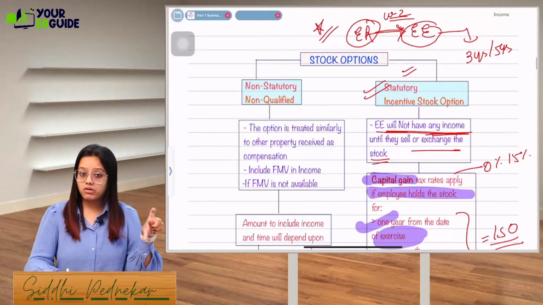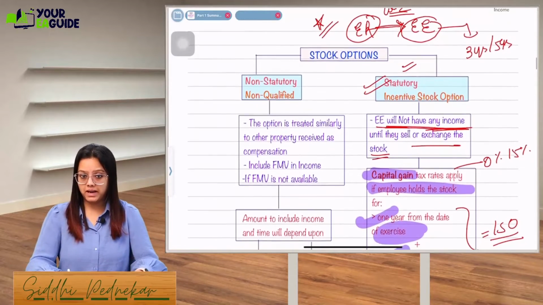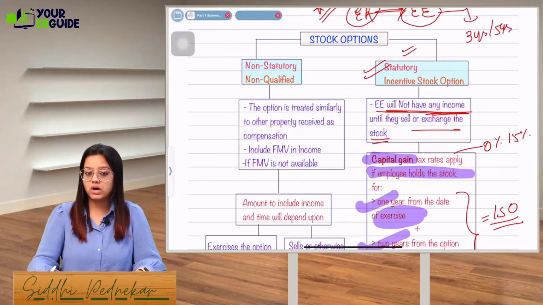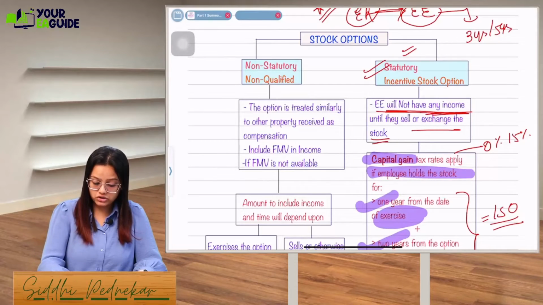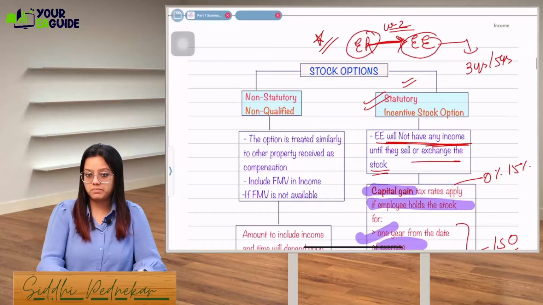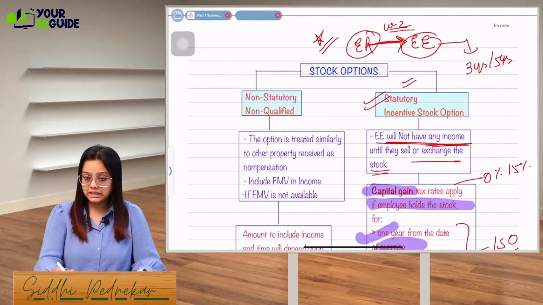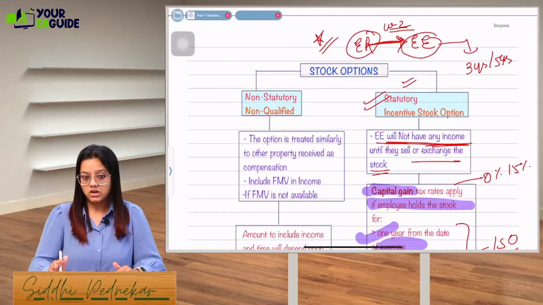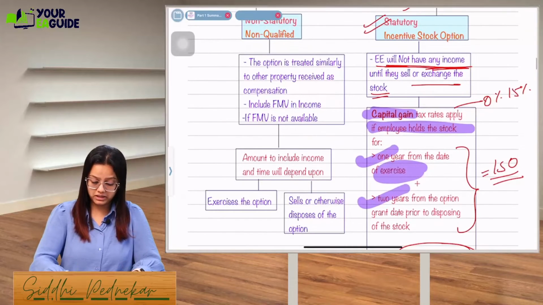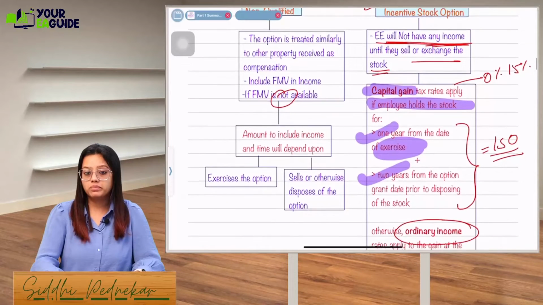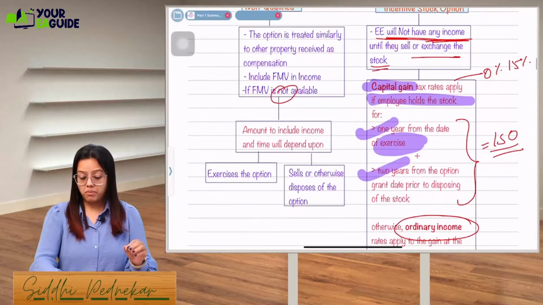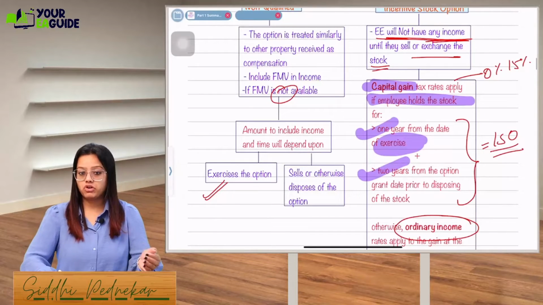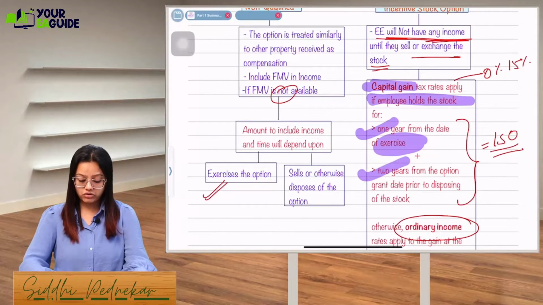Okay, what is now non-statutory or non-qualified plan? The option is treated similarly to other property. Means when you receive a non-statutory plan from your employer, you are going to include the FMV in your wages income. Okay, include the FMV in the income, and if the FMV is not available, then the amount to be included will depend upon the exercise option, whether you are going to exercise it or whether you are going to sell it.